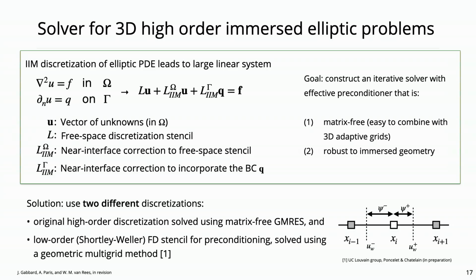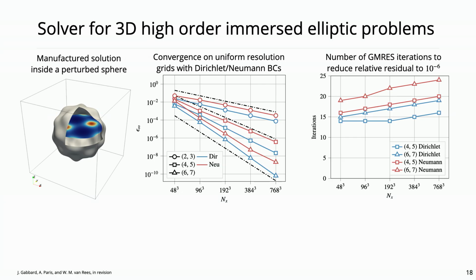And that preconditioner is solved using a geometric multigrid method, which we now can do because this stencil is so robust to geometry. So we can coarsen the grid in the multigrid hierarchy and solve all the way up and down. And so that gives us the ability to solve large-scale 3D elliptic problems to second, fourth, or sixth order accuracy. Those are those four lines with either Dirichlet or Neumann boundary condition.